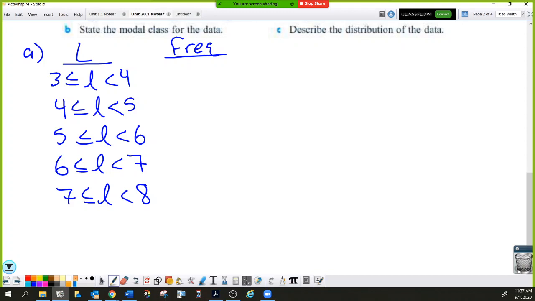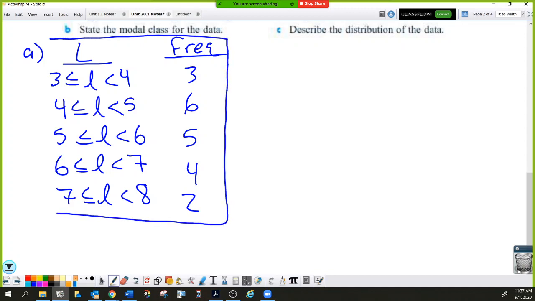Remember, because this is a sample, and you're trying to make predictions about the population. The frequency, I'll count them up for you. 3 of this one, 6 of this one, 5, 4, 2. Save you the time. That's what you would have gotten had you counted them. So here is your frequency table of your continuous data. It looks like that. Ta-da. Okay?